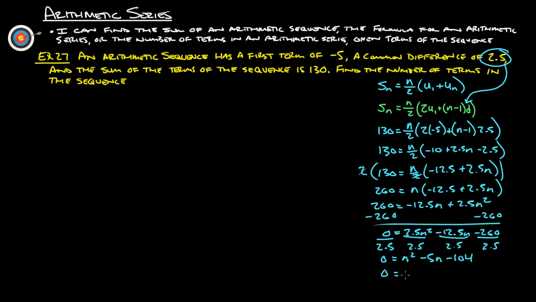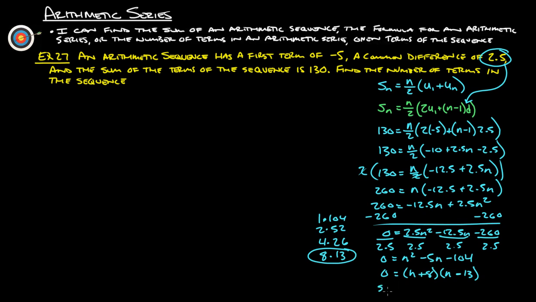So now we need to factor this to figure out what our n's could be. n and n. We need factors of 104 that have a difference of 5. We're just going to have to start guessing and figure stuff out. I'm going to write these down for you. Okay, so here's all of our factors. The ones that have a difference of 5 are 8 and 13. These have to add up to negative 5, so negative 13 plus 8 gives us our negative 5.